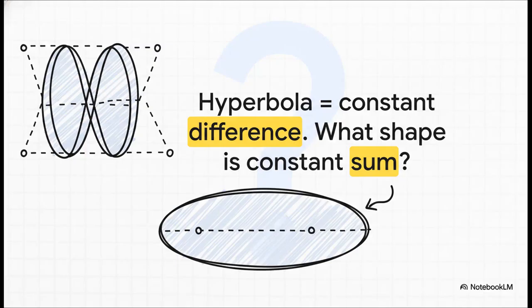So I'll leave you with this final little puzzle to chew on. We've spent this whole time talking about how a hyperbola comes from a rule of constant difference. So what if you flipped the rule? What if you took those same two points, but instead you looked for all the points where the sum of the distances is constant? What shape do you think that would make?